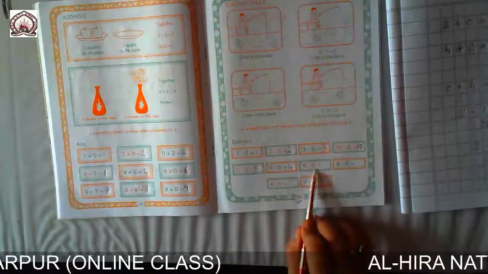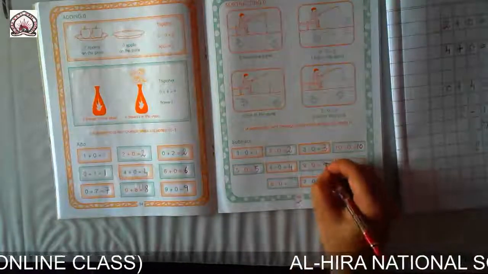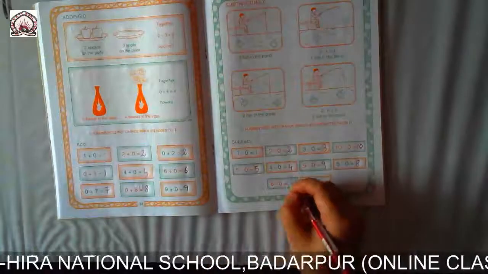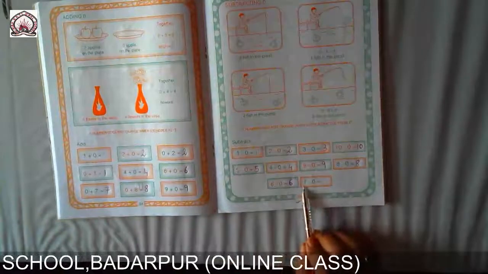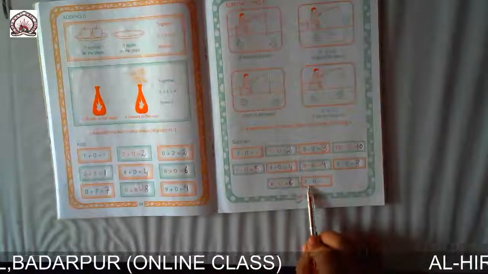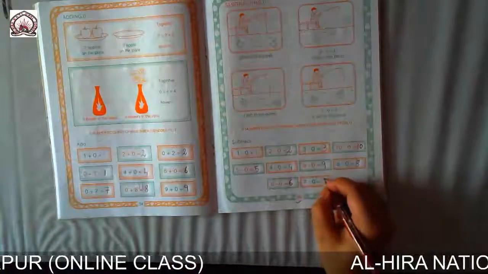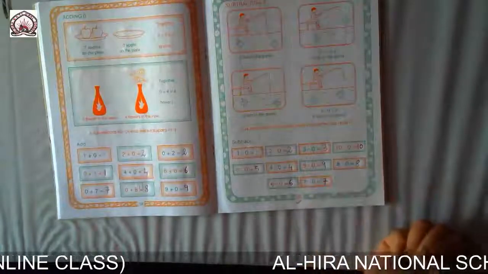So 9 minus 0, 9. You will get the same number. 8 minus 0, 8. Then 6 minus 0, you will get 6 only. Yes, you all are correct. Okay, 7 minus 0, how much? 7. You get 7.